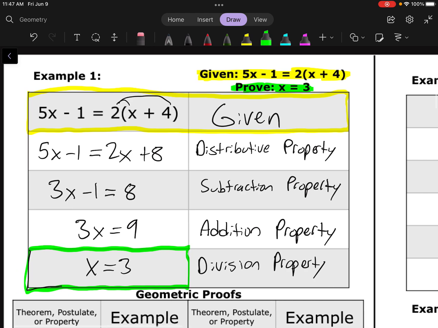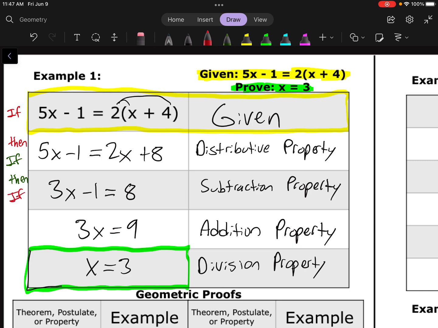Now, this might seem unrelated to a previous lesson over conditional statements, but you certainly don't have to do this, but I just want to illustrate that this is the exact same thing as conditional statements, okay? Imagine the word if right here. If 5x minus 1 is equal to 2 parentheses x plus 4, then 5x minus 1 equals 2x plus 8 according to the distributive property. And if 5x minus 1 is equal to 2x plus 8, then 3x minus 1 is equal to 8 according to the subtraction property.